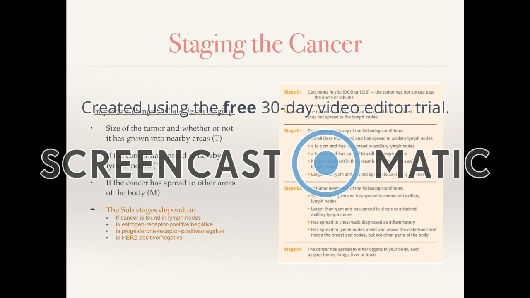Stage 2 would be an increase in size of the tumor and invading lymph nodes. Subcategory 2A and 2B take into consideration hormones being present. Stage 3, these tumors are large and are growing into nearby tissues, or they have spread to many nearby lymph nodes. Subcategory 3A has a grade 2 and subcategory 3B has a grade 3. And all hormones are positive except for subcategory 3C, which is a grade 2.